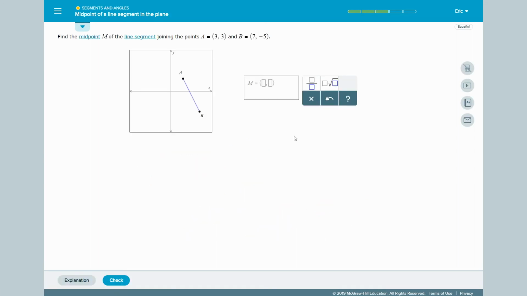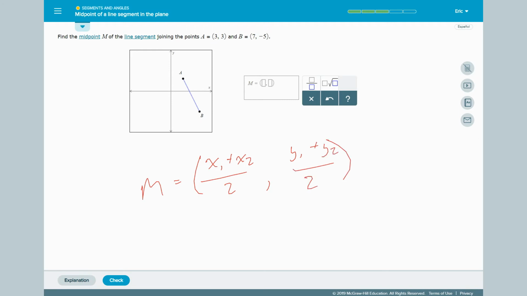Midpoint of a line segment in the plane. Find the midpoint M of the line segment joining the points A and B. Finding the midpoint, if you're given both the endpoints, is actually fairly simple. The formula for it is just as follows. The midpoint is equal to the average of your x values and the average of your y values.